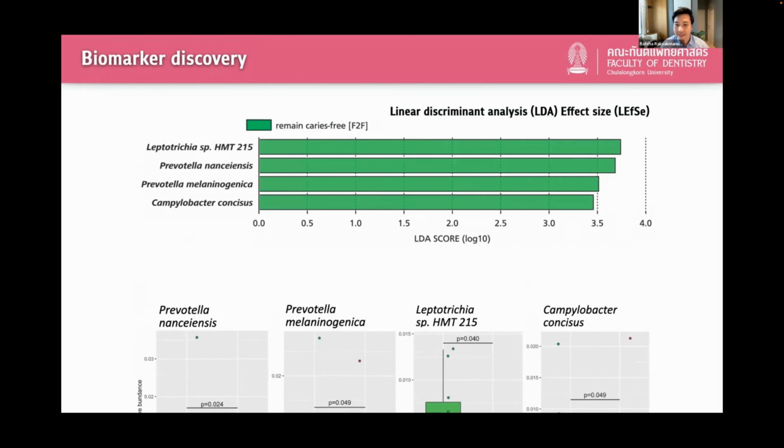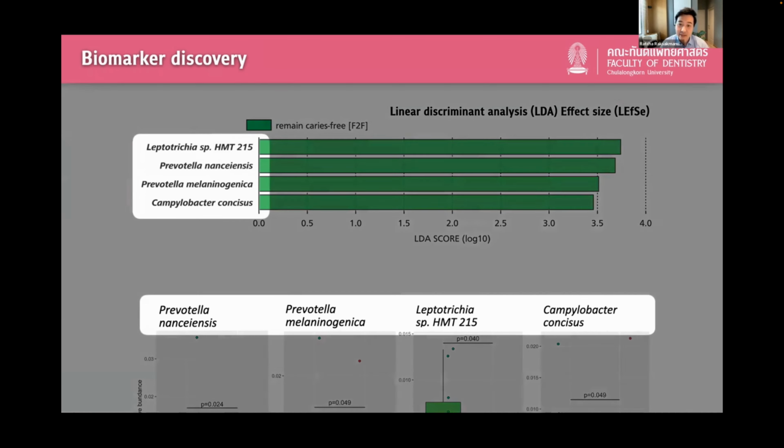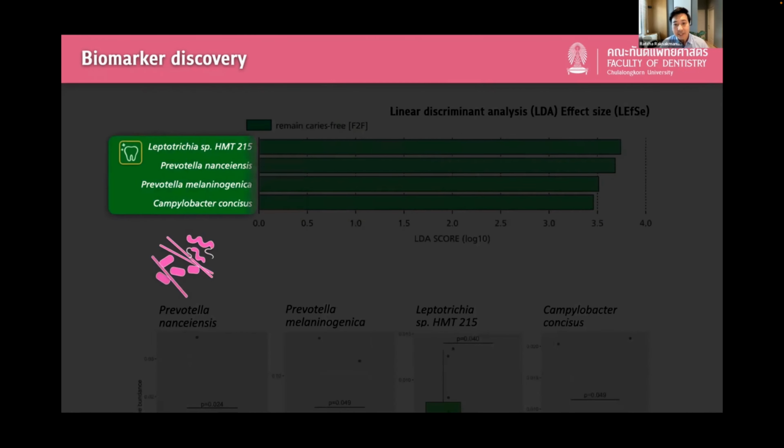And to confirm that finding, we used another approach to identify the biomarkers using LEfSe, which showed a consistent result: the same 4 species were identified as biomarkers for the children who remained caries-free. This suggests that these 4 species are potential predictors, where a higher abundance of these species is related to a low risk of having caries. On the other hand, a lower abundance is related to a high risk of having caries. And these changes could be observed long before the caries onset, in this case, up to 1 year.